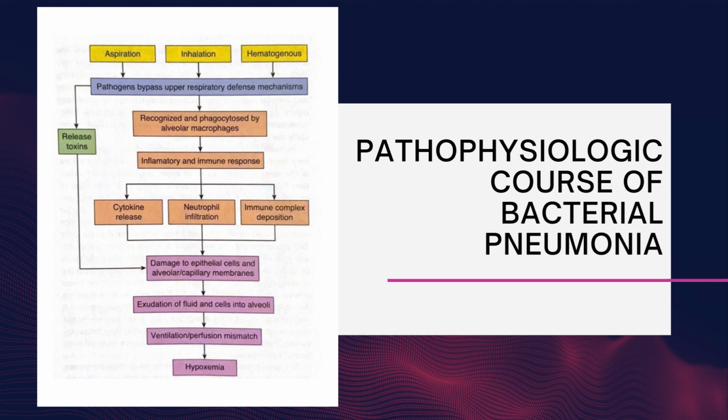But what will happen when those pathogens have been introduced to this lower tract? They'll be recognized and phagocytized by alveolar macrophages. Then an inflammatory and immune response will kick in. Cytokines will be released, neutrophils will infiltrate, and then we'll have immune complex deposition. There will be damage to the epithelial cells and alveolar capillary membranes, and this is also a result of the toxins that are released by these pathogens.